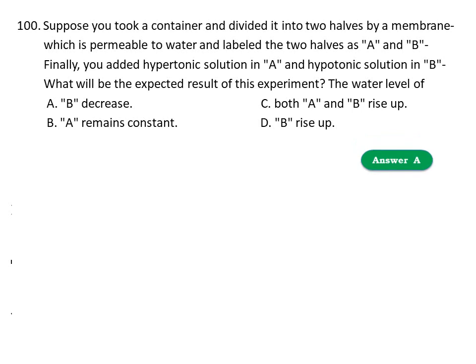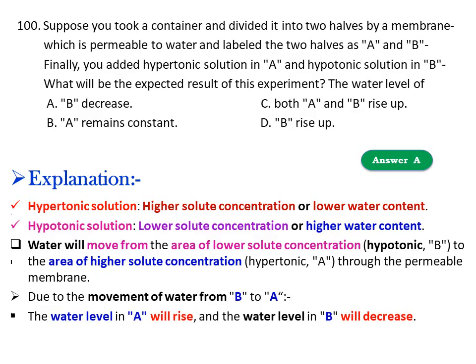The water level of B is decreased when the water level of A is increased. Hypertonic solution means higher solute concentration, which means lower water content. Hypotonic solution means lower solute concentration, which means higher water content. Water will move from the area of lower solute concentration, B (hypotonic), to the area of higher concentration, A. So water moves from B to A, which means the water level of A will increase and the water level of B will decrease. So the answer should be perfectly A.